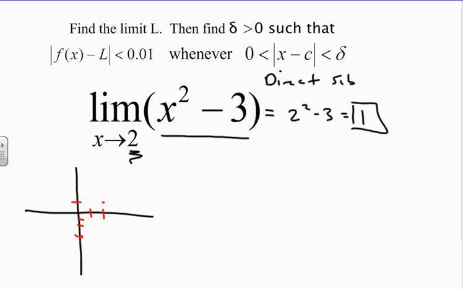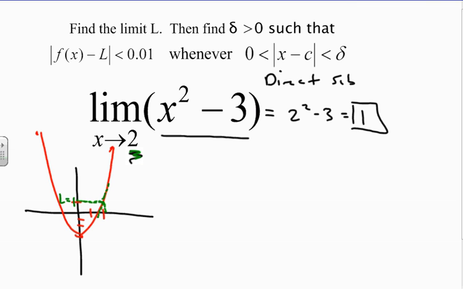We have our graph, and we are approaching 2 here. As this gets closer and closer to 2 from either side, it appears that we're approaching 1 because it's continuous. The limit is going to equal the actual value of the function that we have right here.